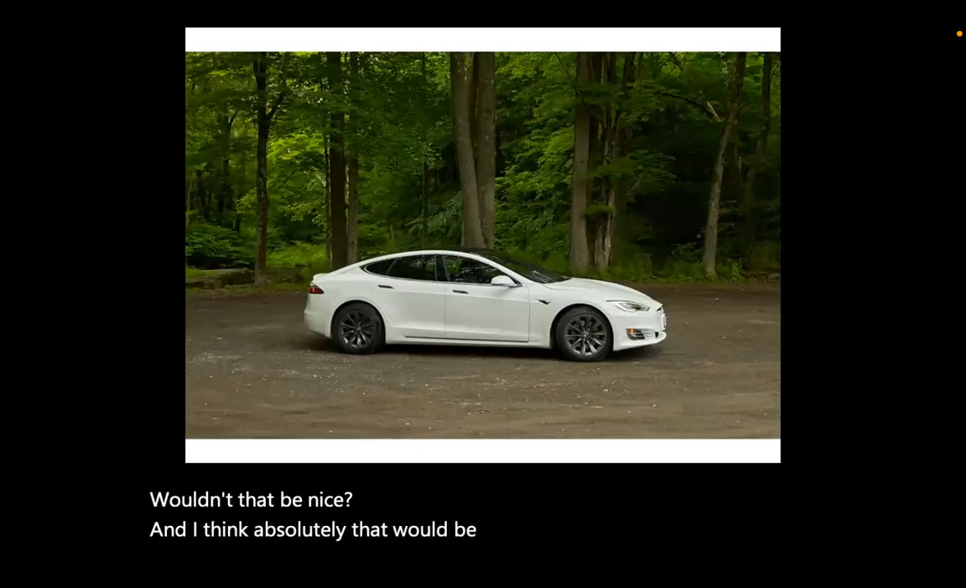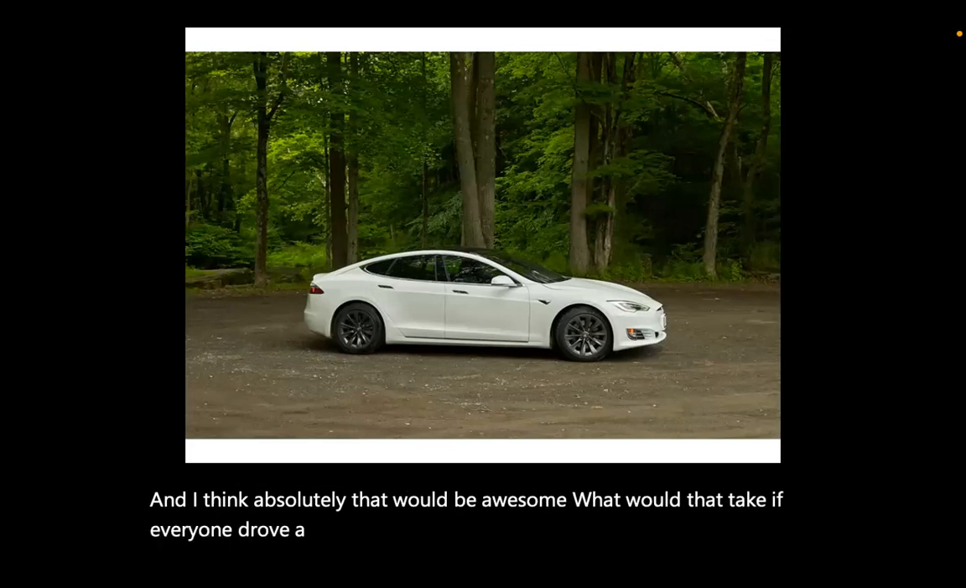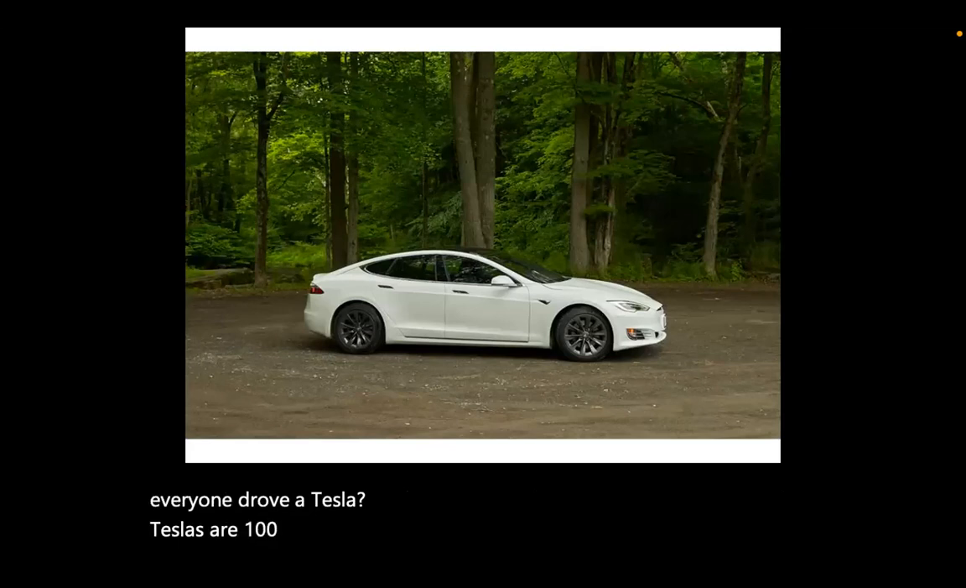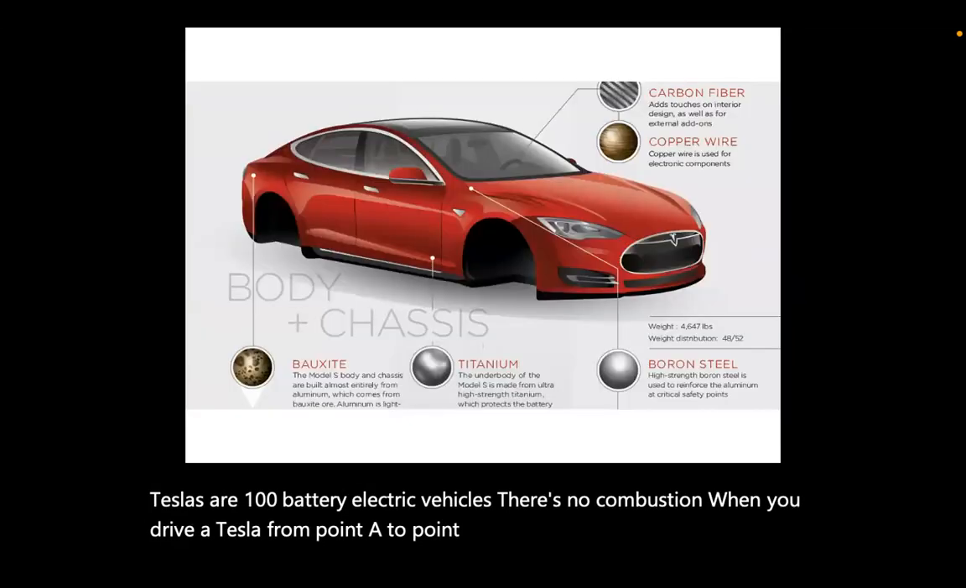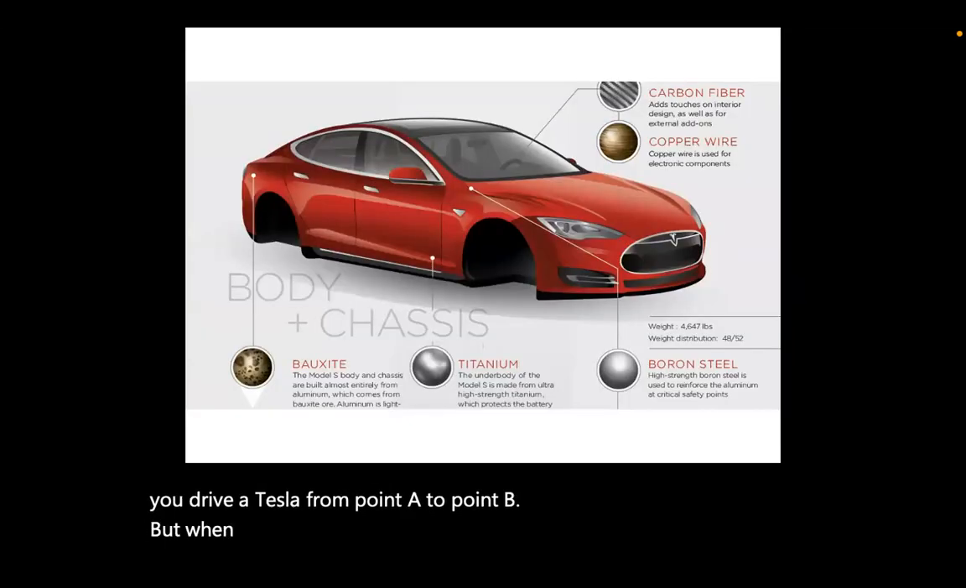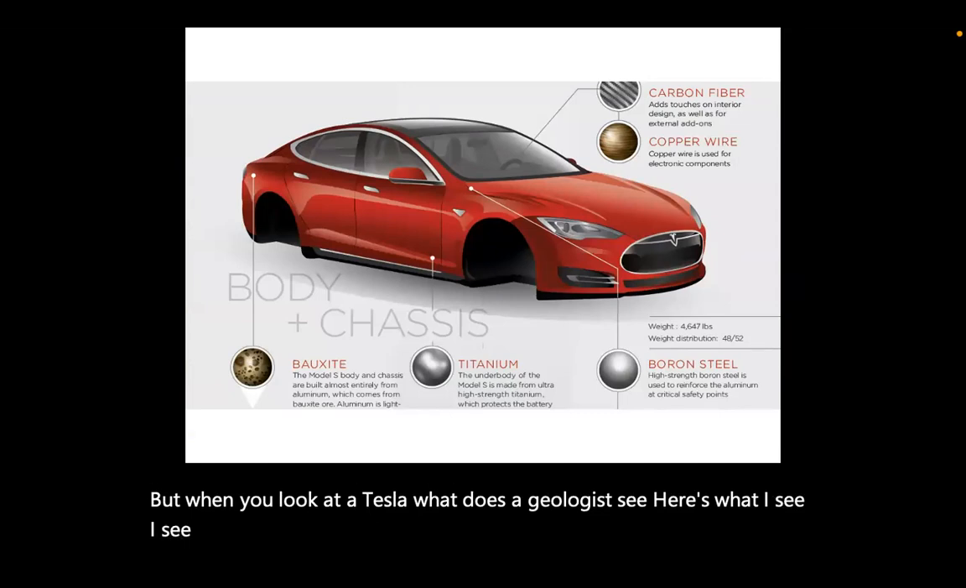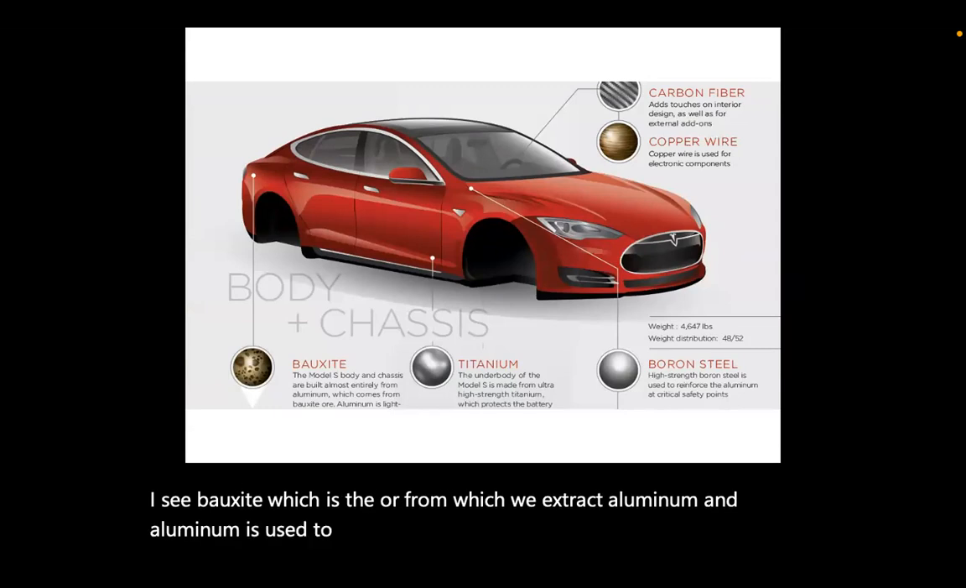What would that take if everyone drove a Tesla? Teslas are 100% battery electric vehicles. There's no combustion when you drive a Tesla from point A to point B. But when you look at a Tesla, what does a geologist see? Here's what I see. I see bauxite, which is the ore from which we extract aluminum, and aluminum is used to build part of the body of a Tesla.